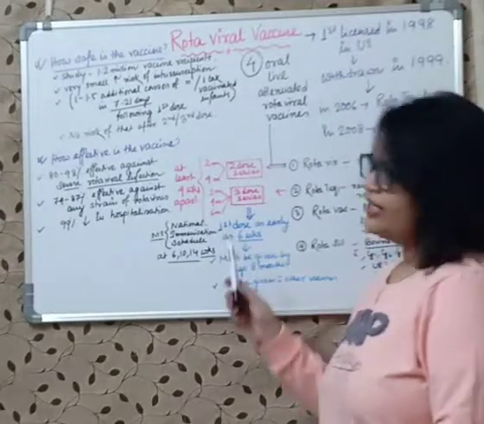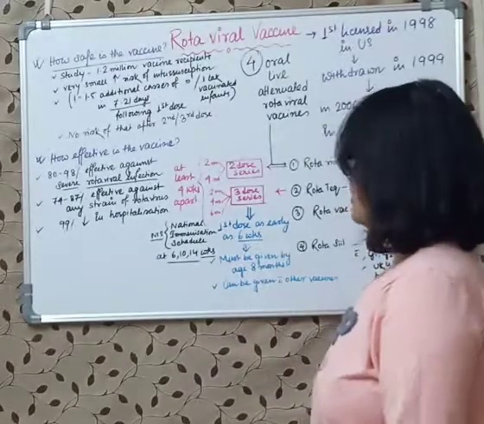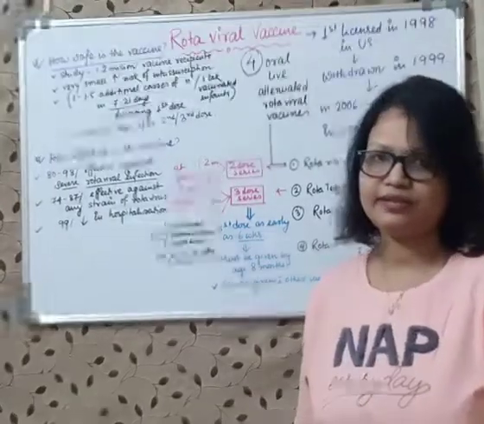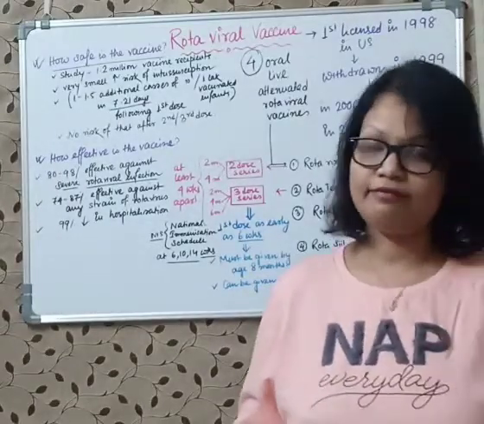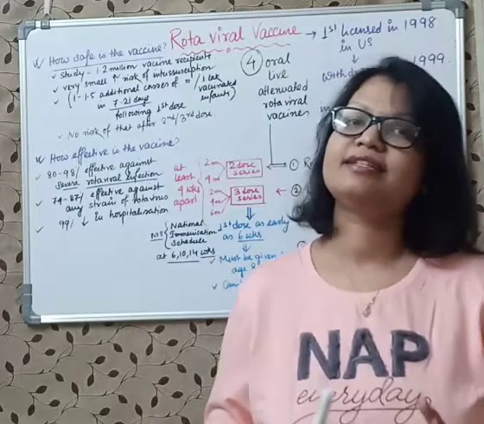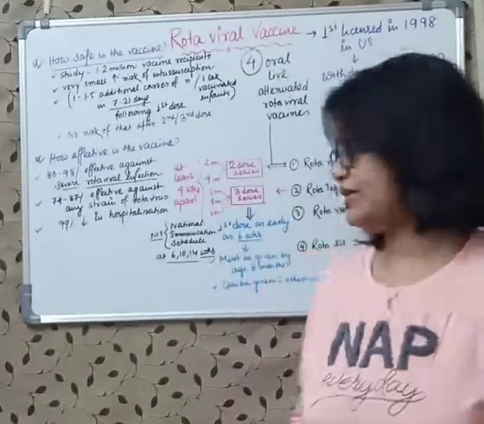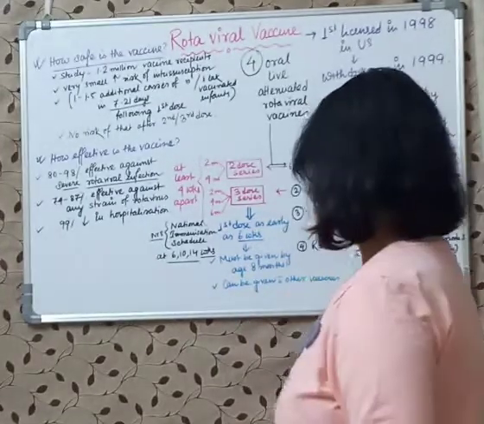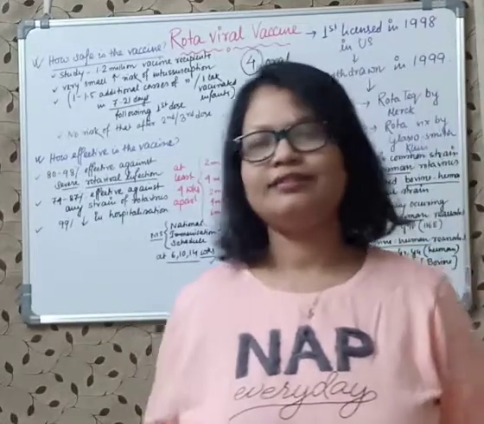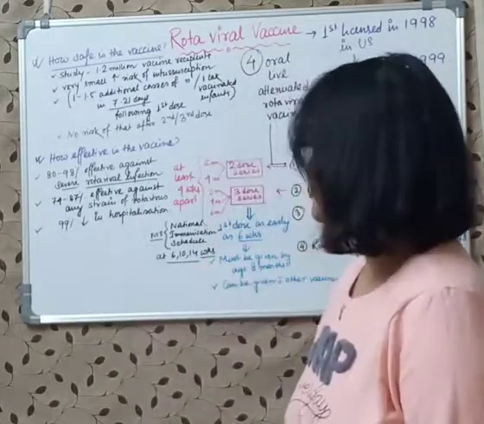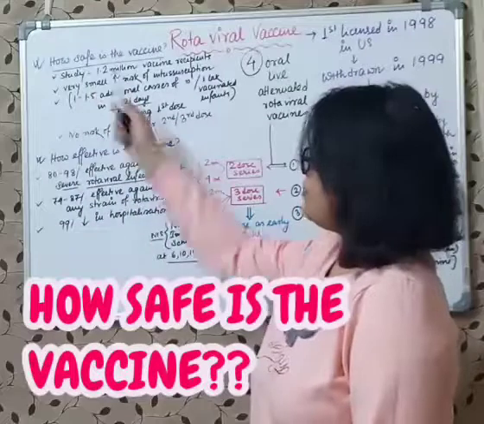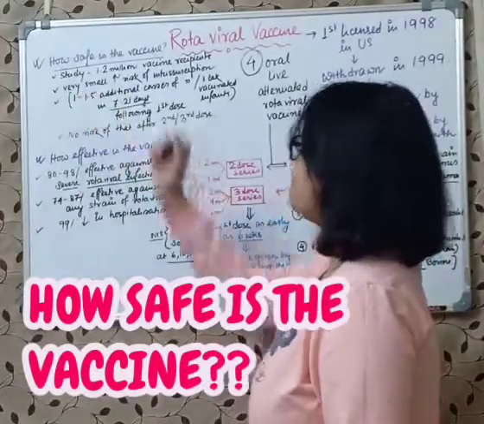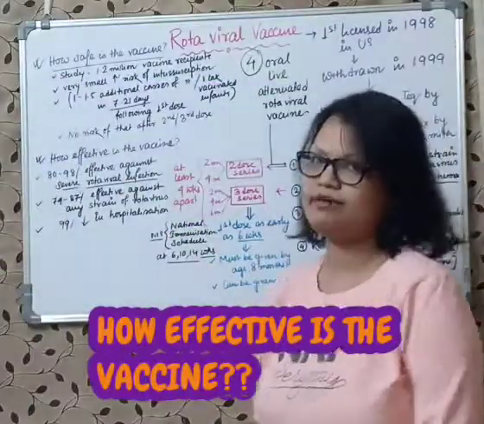According to the WHO, the first dose should be given as early as 6 completed weeks and must be given by the age of 8 months. It can be given with other vaccines also. Now coming to the two important topics, that is how safe is the vaccine and how effective is the vaccine.